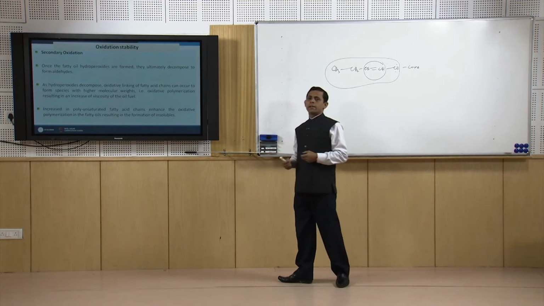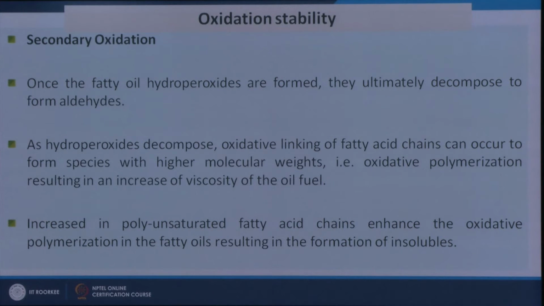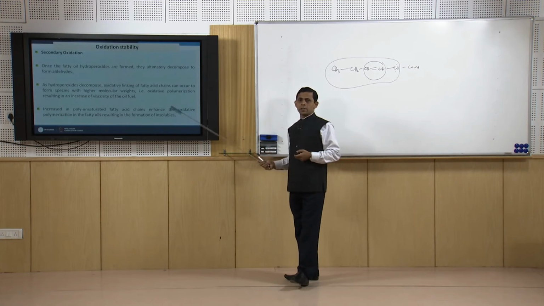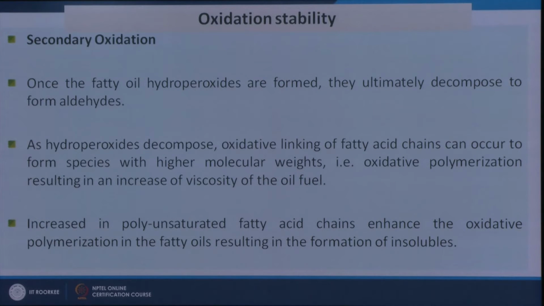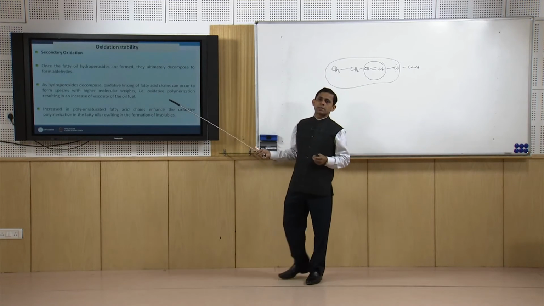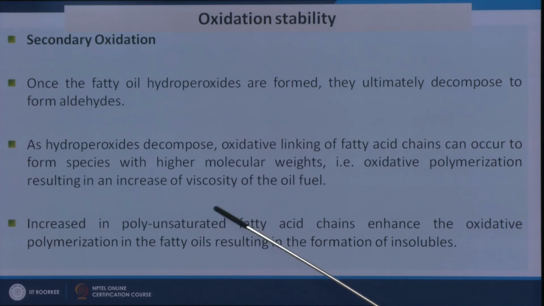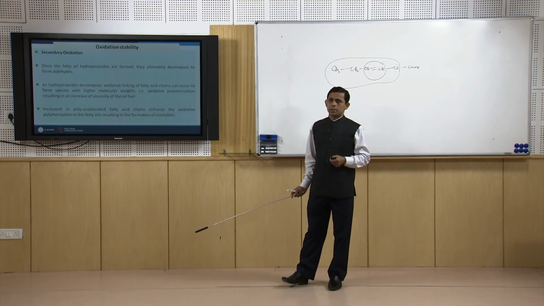Then we will see the secondary oxidation. We have got the hydroperoxides, and these will be further converted and decomposed to aldehydes. As the hydroperoxides decompose, oxidative linkage in the fatty acid chains can occur to form species with higher molecular weight. Higher molecular weight means there are some oxidative polymerizations in the chain, resulting in an increase of viscosity of the oil. So, with time the biodiesel loses its properties and its viscosity increases.